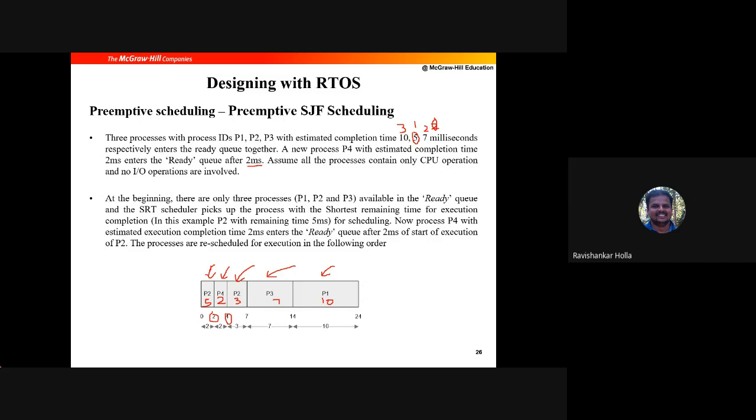But now P2 is getting executed, and 3 milliseconds of execution of P2 is still left. Because this is preemptive scheduling, P2 is removed from execution and put into the ready queue, and P4 is put into execution. P4 will take 2 milliseconds, and after that P2 is left with 3, P3 still has 7, and P1 has 10 milliseconds. So at the fourth millisecond, the shortest remaining time is P2, so P2 is rescheduled.